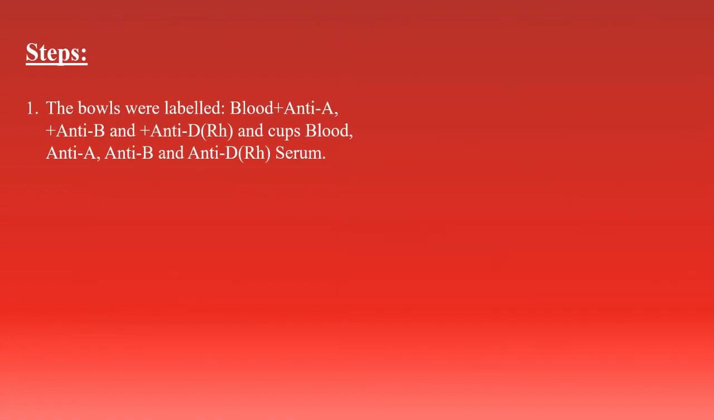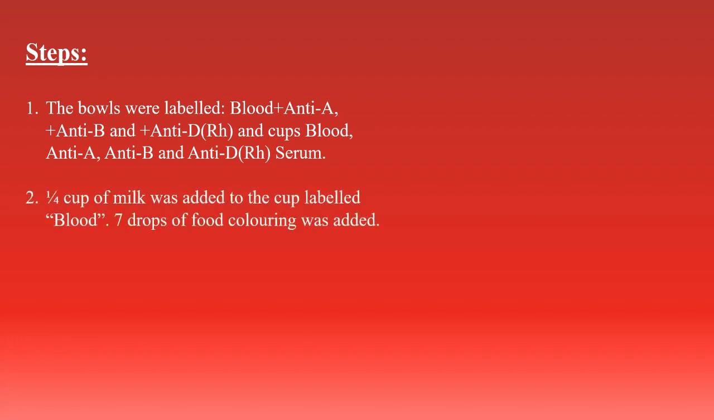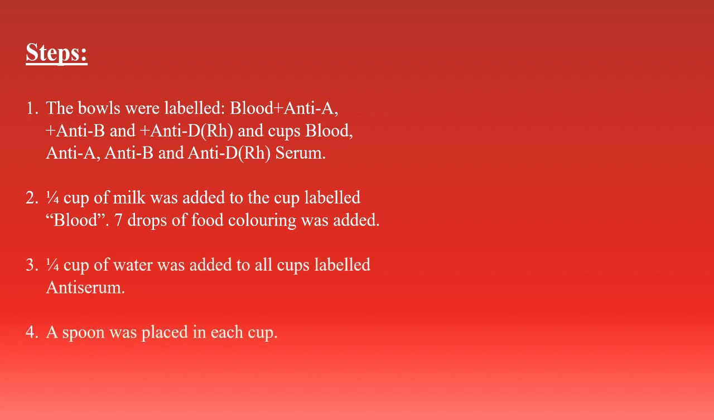The steps of our experiment are as follows. The bowls were labeled blood, anti-A, anti-B and anti-D, and cups, blood, anti-A, anti-B and anti-D serum. A quarter cup of cow's milk was added to the cup labeled blood. 7 drops of food coloring were added. A quarter cup of water was added to all cups labeled anti-serum. A spoon was placed in each cup.